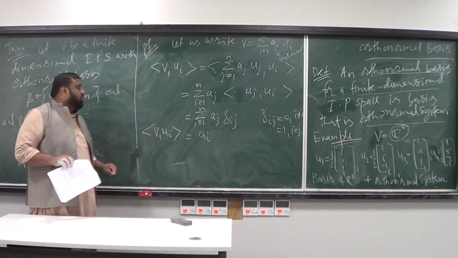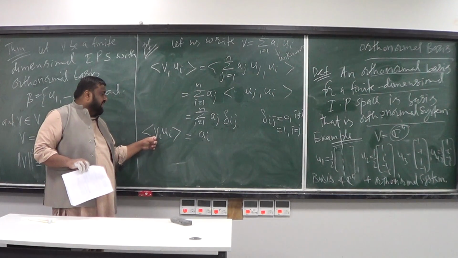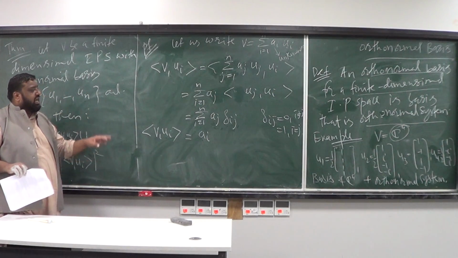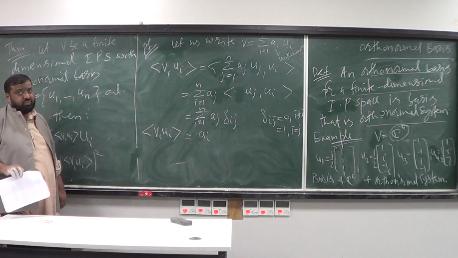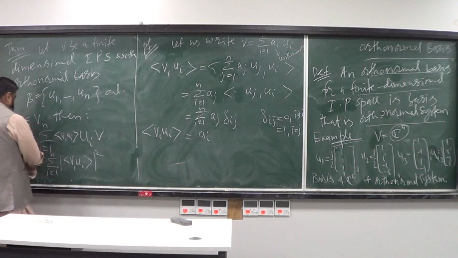In order to find the coefficients, you just need to take your vector v and take its inner product with u_i, and you're going to get such a coefficient. And hence we proved this. The first one is done.